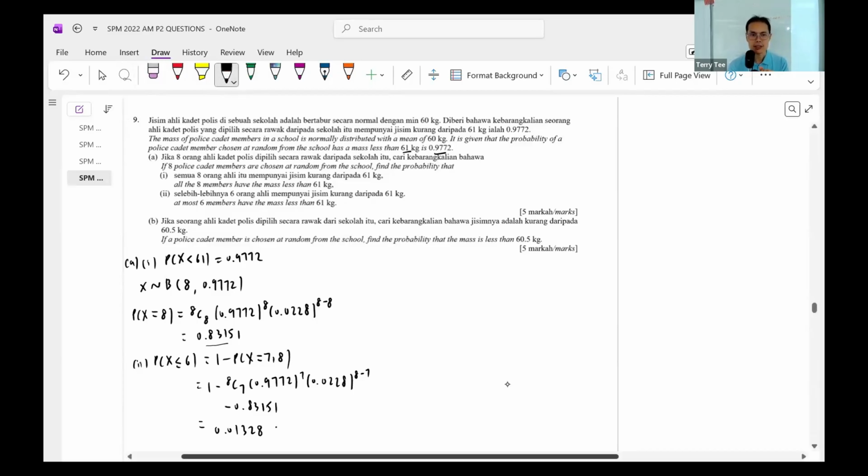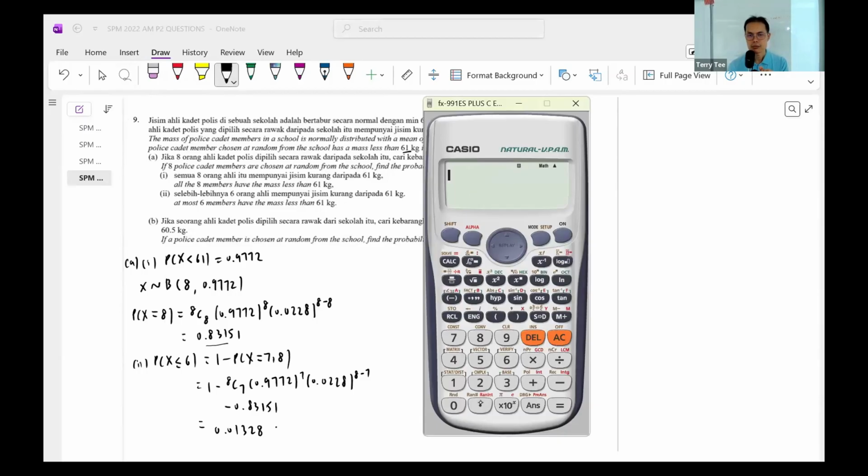Okay, I'm going to use my calculator here. 1 minus 8C1, 8C7 times 0.9772 to the power 7, followed by 0.0228, right? Then you minus one more, 0.83151. Yeah, I got 28.